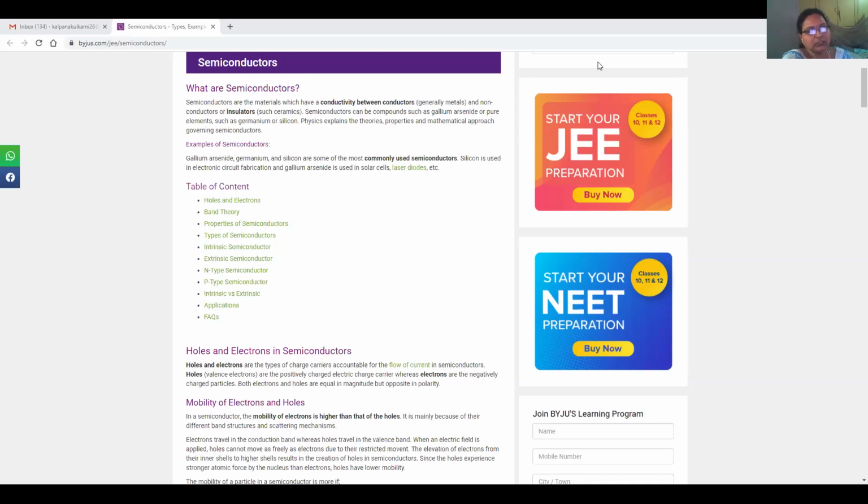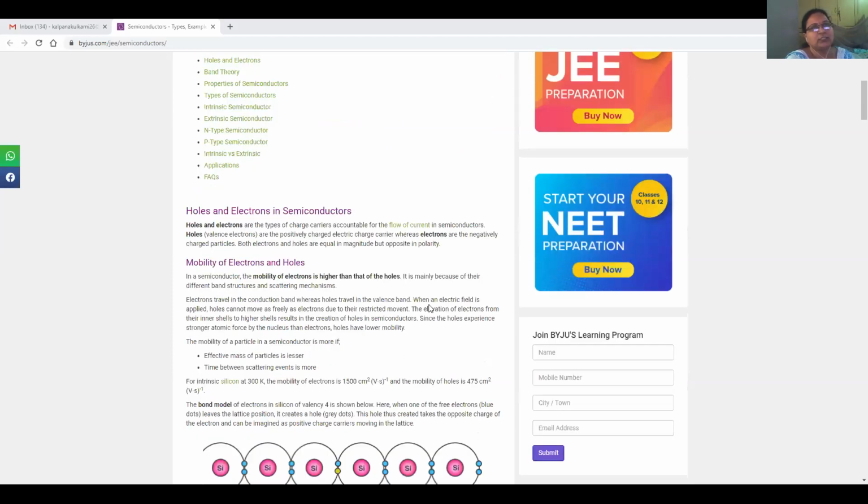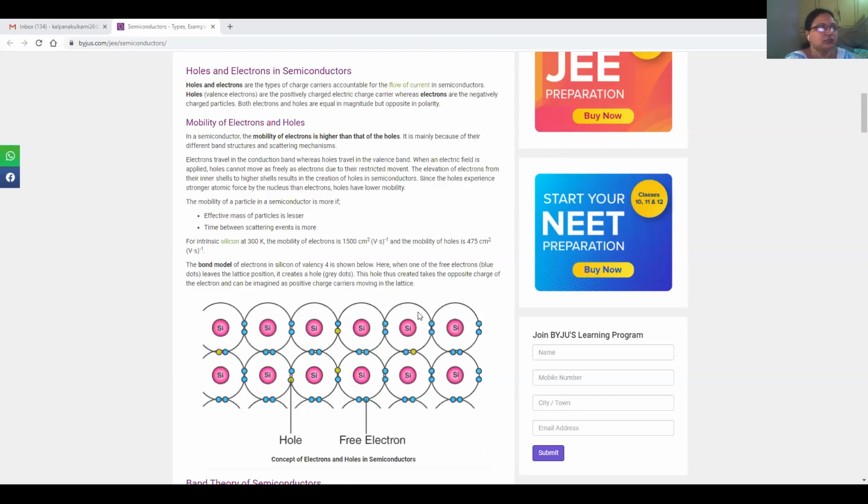So we all know that the holes and electrons in semiconductors are for flow of current, right? Doping is done, right? That is formation of holes and electrons. So the mobility of electrons is higher than that of the holes. It is mainly because there are different band structures and scattering mechanisms. So I won't go into detail about these holes and electrons.